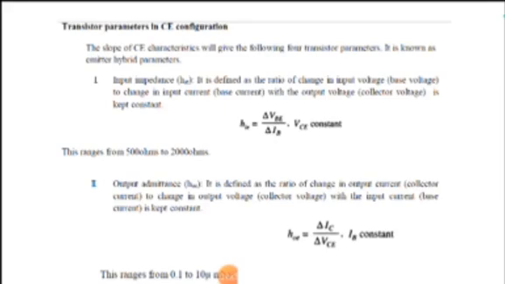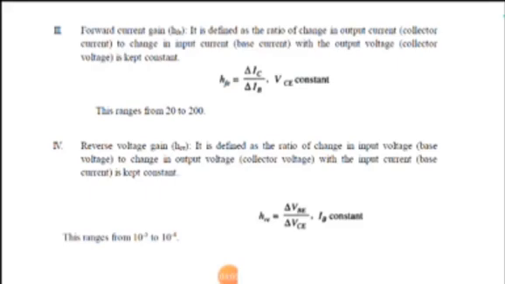parameters which we have used for the common base configuration we'll be finding out for the common emitter configuration, but there will be a change in the input impedance, that is del VB divided by del IB, where VCE is constant, and output admittance del IC divided by del VCE, where IB is constant. And forward current gain HFE equal to del IC by del IB, where VCE is constant, and reverse voltage gain HRE equal to del VB divided by del VCE, where IB is constant.